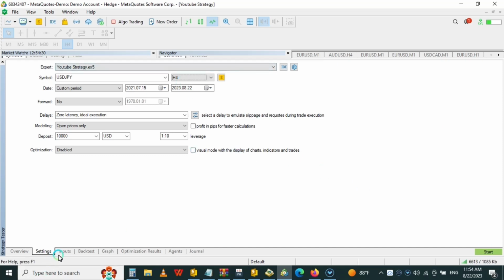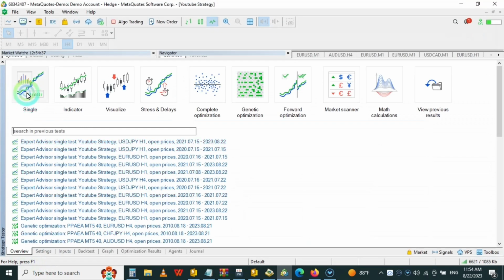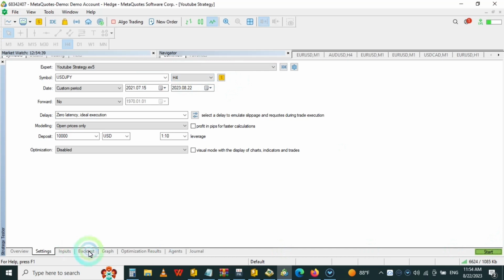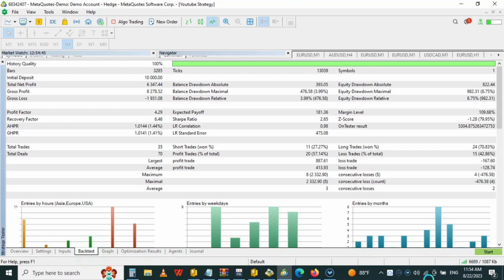Now, let's see the 4-hour time frame and how the highest balance one is going to work on the 4-hour time frame. Let's just see. Very smooth, very smooth. Only 4% drawdown. It is a drawdown that most prop firms allow. Of course, the profit is not enough, but you know, great risk to reward ratio, very good risk to reward ratio, great Sharpe ratio, great profit factor.